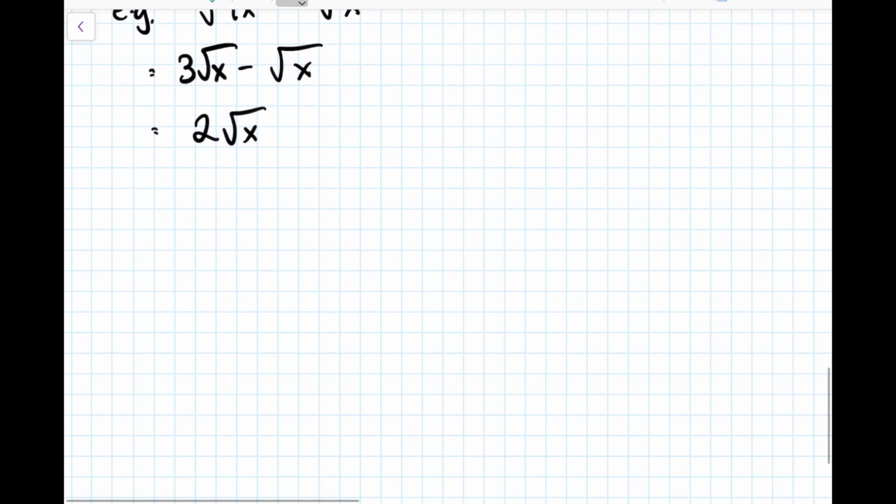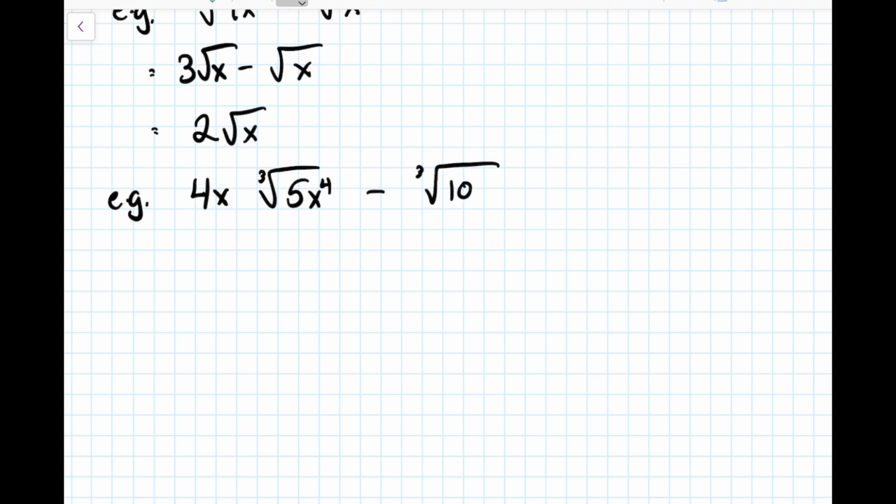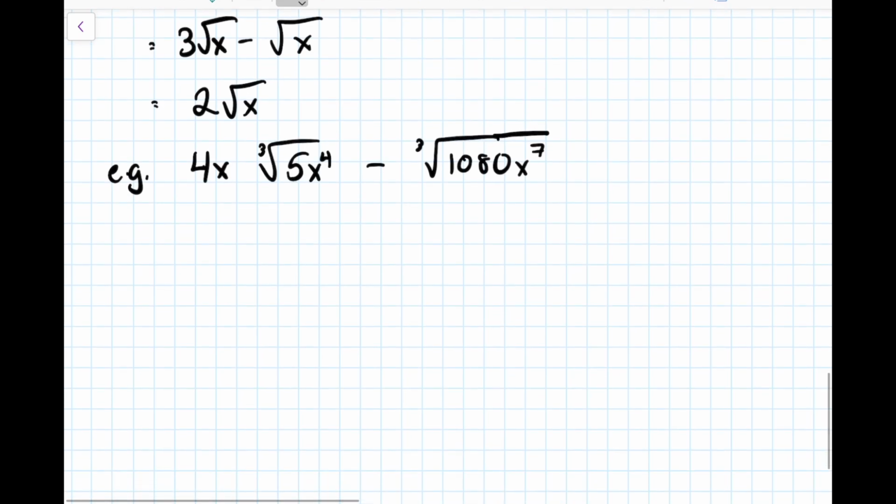All right. Try this next one on your own. It's going to be a fair bit harder because it's going to be a lot bigger, but see what you can make of it. So you're going to have 4x cube root 5x to the power 4 minus cube root 1080 x to the power of 7. So go ahead, break those down, pull out everything you can, combine, see where you end up once you're done, and come back and take a look.